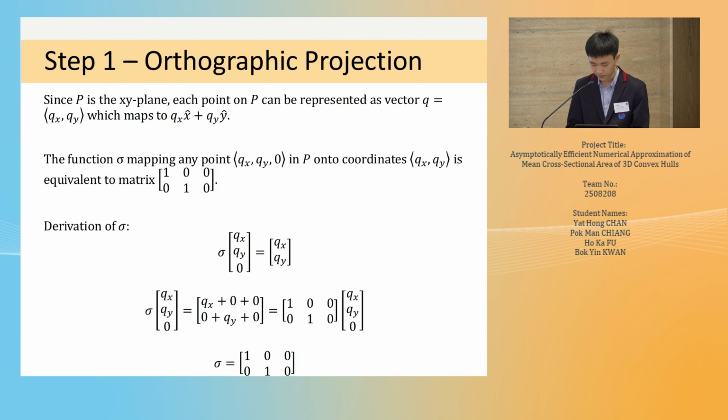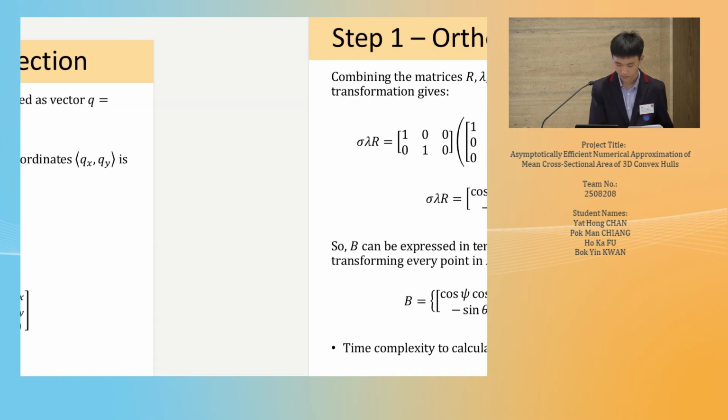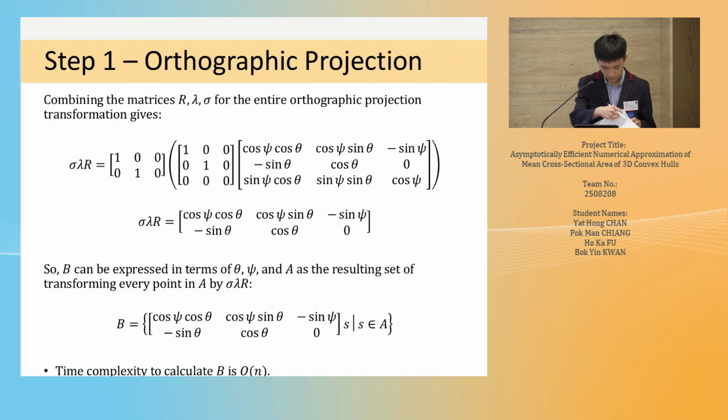And all the points on the xy plane can be represented using 2D coordinates by ignoring the z coordinate in 3D space. This operation is sigma, which is this 2x3 matrix. The entire orthographic projection is the three matrices applied one after each other, equivalent to their products. So the result of the projection of the input polyhedron as a set is this equation for B.